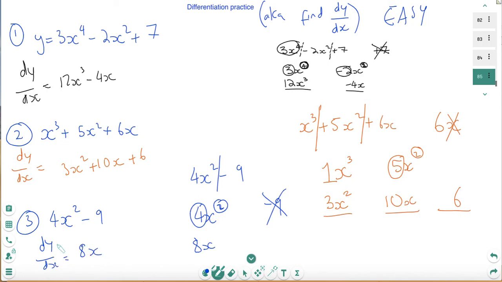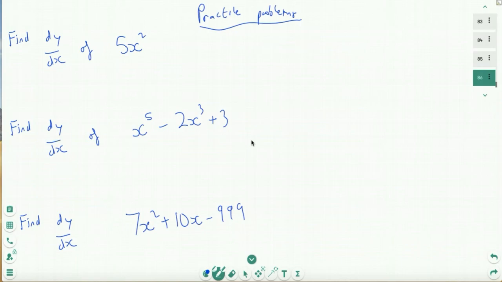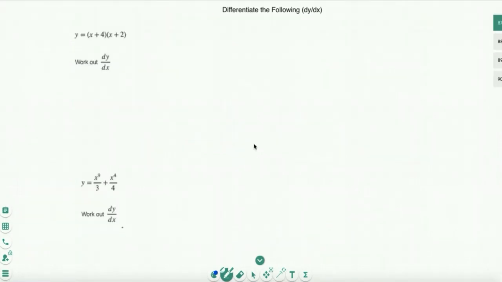And that's how we differentiate basic expressions. Here are some practice problems you can try on doing a differentiation on basic expressions. Give it a try. Now let's learn how to differentiate some harder equations. Let's look at the first one.